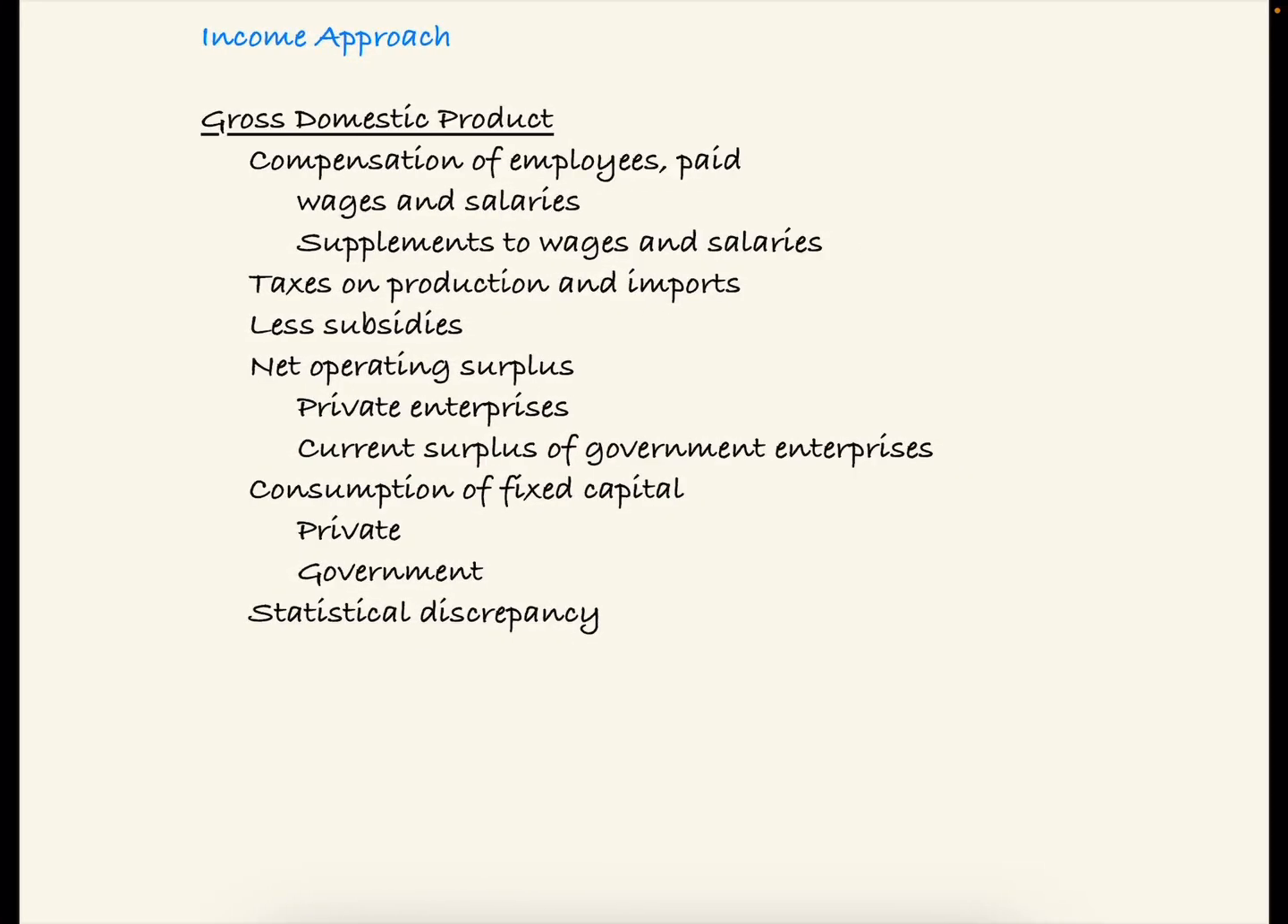Now is the income approach. The income approach is the summation of the compensation of employees, taxes on production and imports less subsidies, net operating surplus, consumption of fixed capital, and statistical discrepancy.